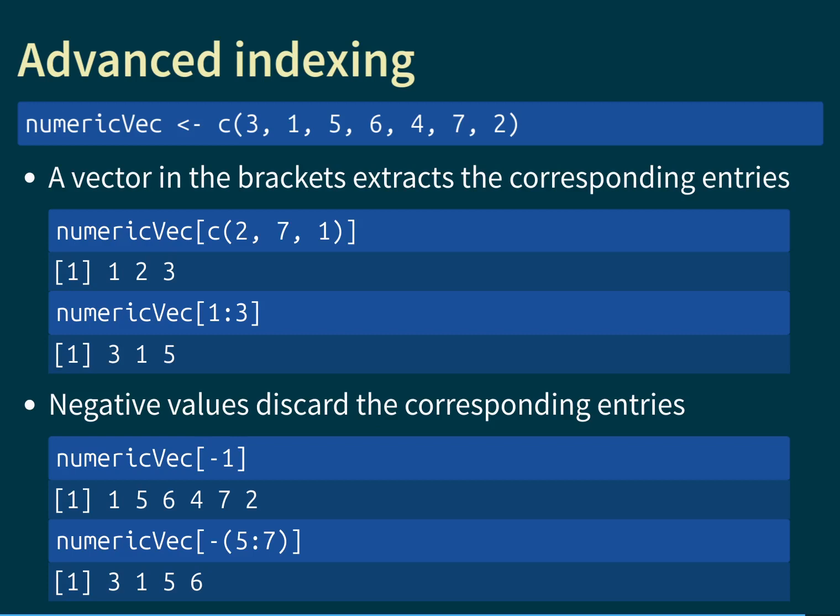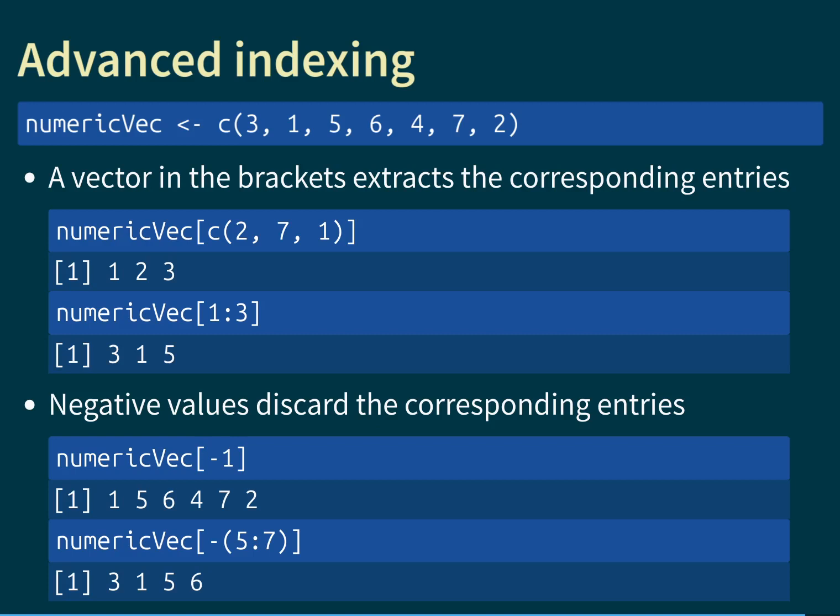Similarly, if we want to discard a whole vector of entries, for example, we want to discard the entries 5, 6, and 7, so the last 3 entries in that vector, we can do that. We just put in a minus sign in front of the vector. Notice that I've put parentheses around 5 colon 7. That is because if I didn't put it there, then -5 colon 7 would generate a sequence going from -5 all the way up to +7, and I didn't want to do that. So to override that behavior, I put parentheses around 5 colon 7, so that it gets evaluated first.